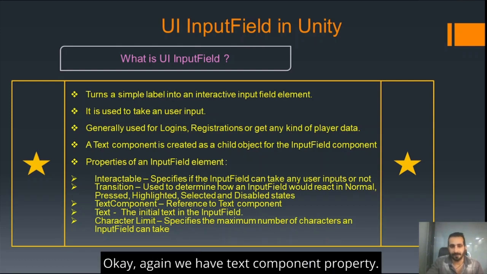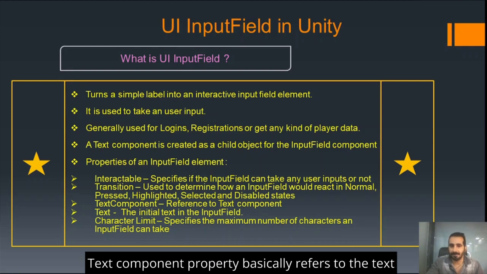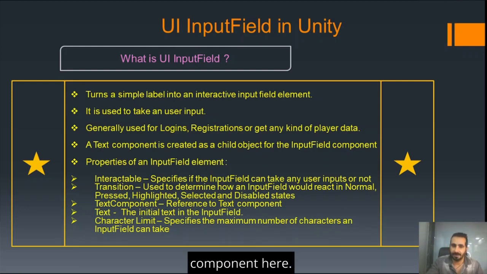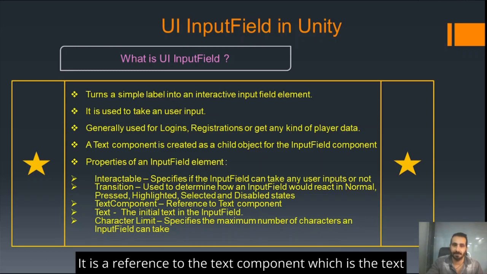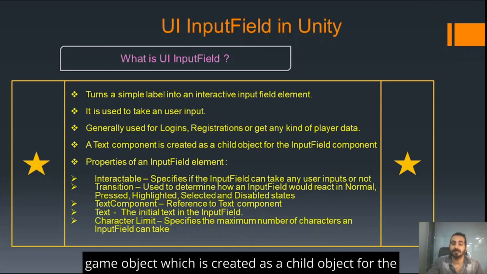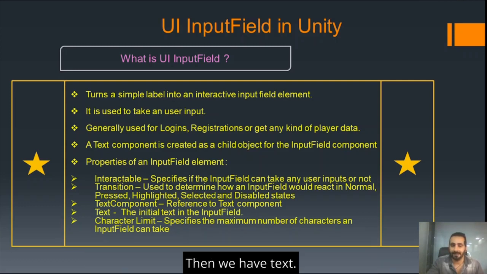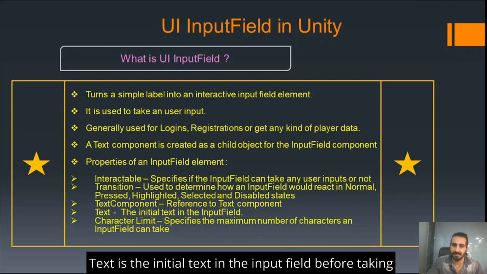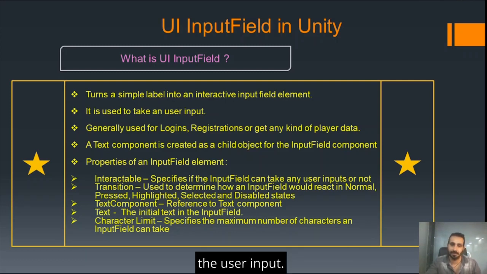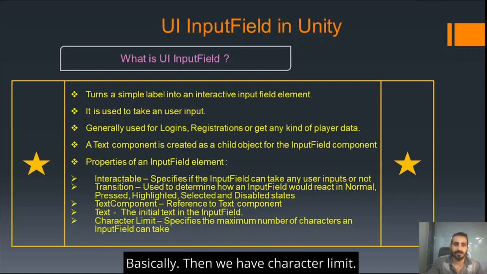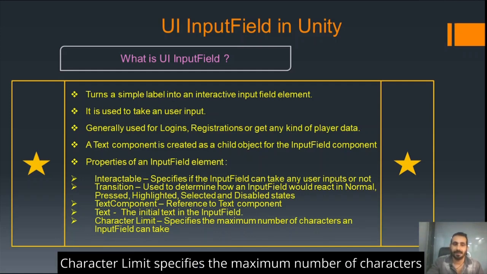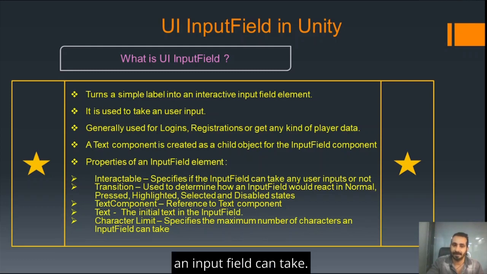Again, we have the Text Component property. The Text Component property basically refers to the text component. Here it is a reference to the text component, which is the text game object, which is created as a child object for the input field component. Then we have Text. Text is the initial text in the input field before taking the user input, basically. Then we have Character Limit. Character Limit specifies the maximum number of characters an input field can take.